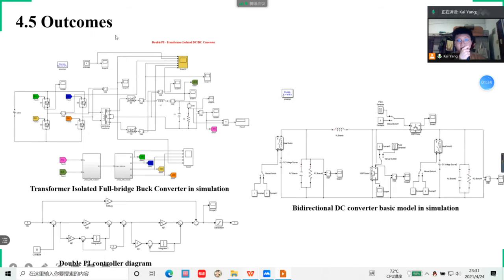Based on the formulas in the last slide, we could construct these models. The first one is the transformer-isolated full-bridge buck converter in simulation, and the second one is its controller modules. The third model is the bidirectional DC converter basic model in simulation. This will be introduced in the sixth part, the result and analysis.